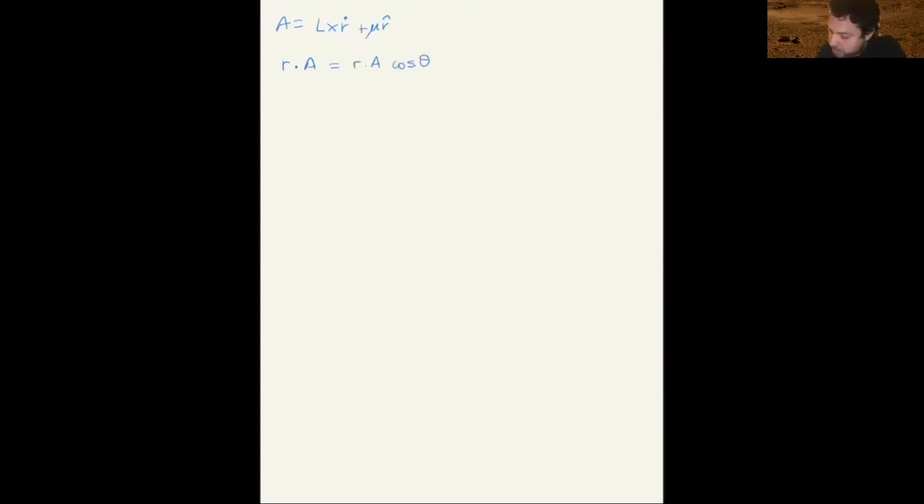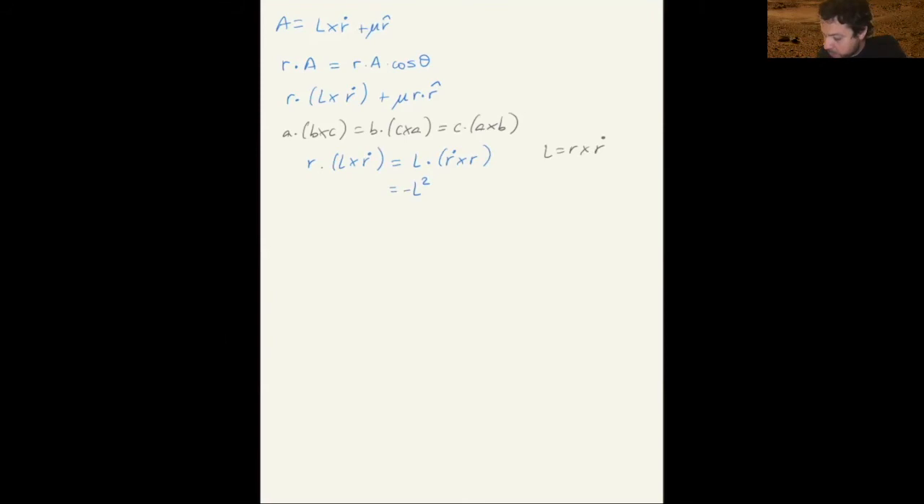Substituting for the definition of A, this is r dot L cross r dot plus mu r dot r hat. So the first term is a triple scalar product, and you can use the identities A dot B cross C is equal to B dot C cross A, which is equal to C dot A cross B. So you can use this to write r dot L cross r dot is equal to L dot r dot cross r. And because the angular momentum is r cross r dot, this is equal to minus L squared, and it's a constant. So we have that r dot A is equal to minus L squared plus mu times r.